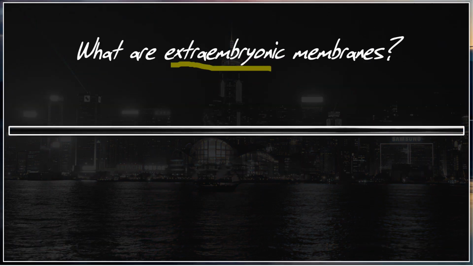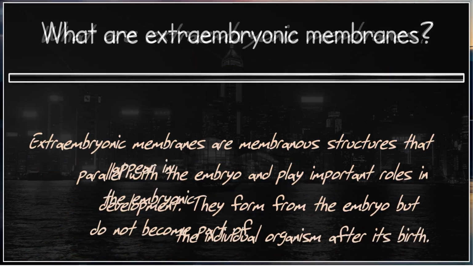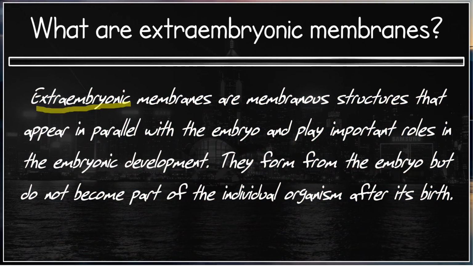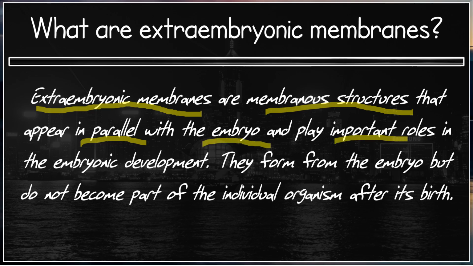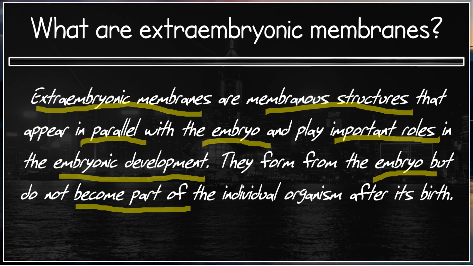What are extraembryonic membranes? Extraembryonic membranes are membranous structures that appear parallel within the embryo, and they play an important role in embryonic development. They form from the embryo but do not become part of the individual organism after its birth.